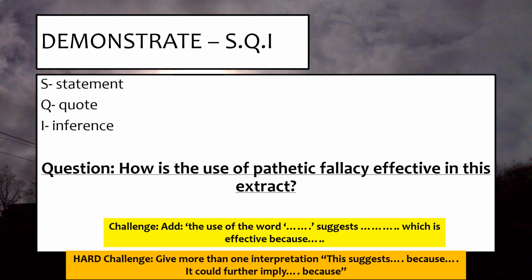As a challenge, you are going to try and zoom in on a keyword from your quotation as well. As a hard challenge, I want you to try and give more than one interpretation. So this suggests, because, it could further imply, because. Okay, we are using the extract that we've just looked at. So if you haven't already identified at least 3 examples of pathetic fallacy in that extract, I suggest you go back and pick out 3 that you think you could explain a lot of before moving on.